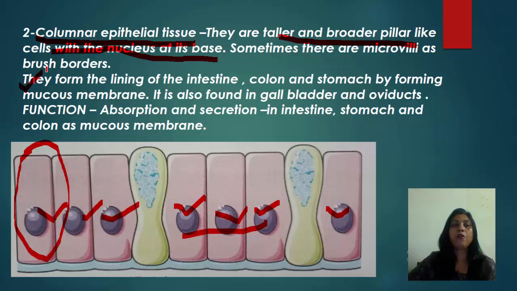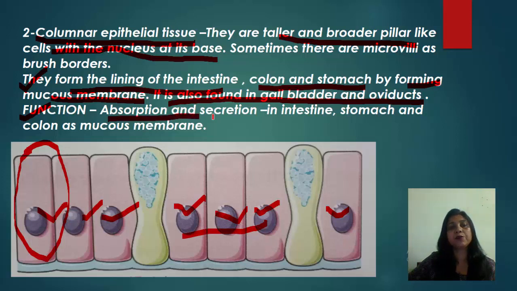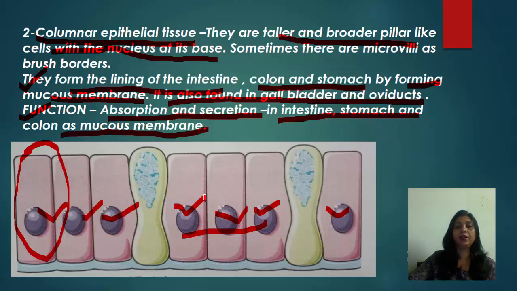Now where are they found? They form the lining of the intestine, colon and stomach by forming mucous membrane. It is also found in the gallbladder and oviducts. Now what is the function of the columnar epithelium? Its main function is absorption and secretion in intestine, stomach and colon as mucous membrane.